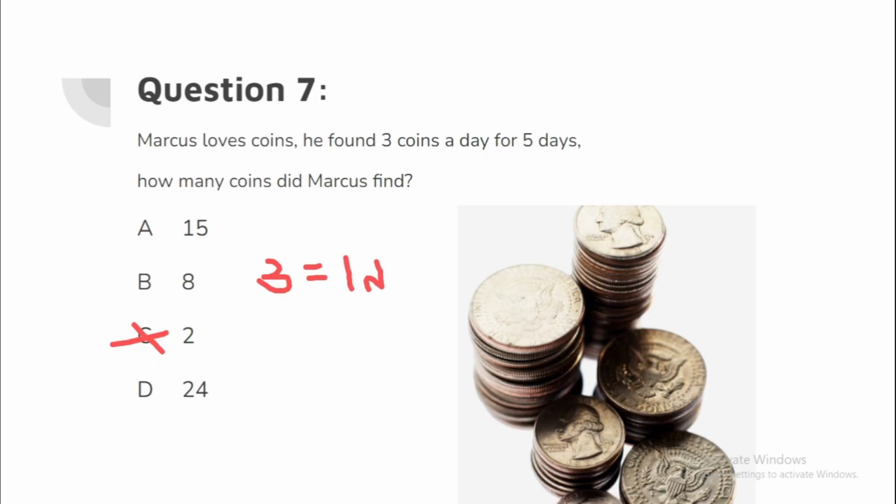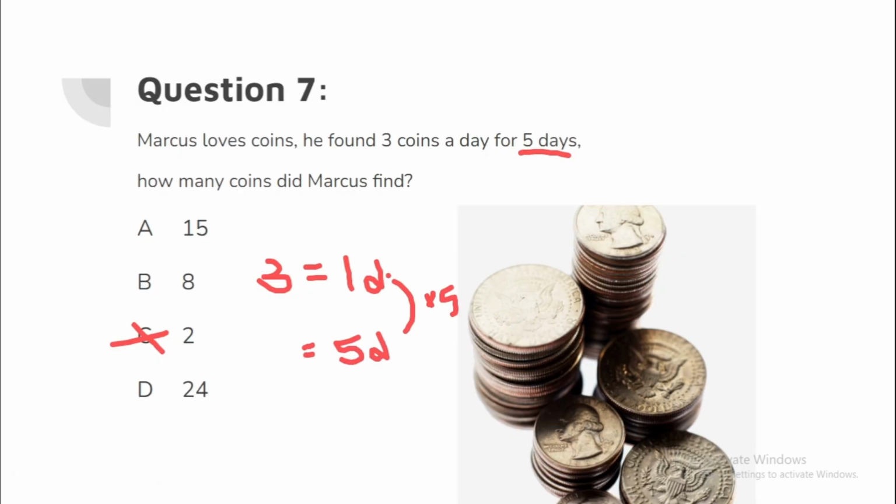So every 3 coins equals 1 day. Okay? D is for days. I don't want to write days all over. And it says 5 days. So what times 1 is 5? If you guessed 5, you were correct.